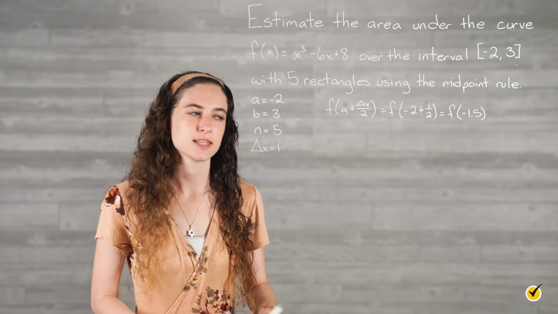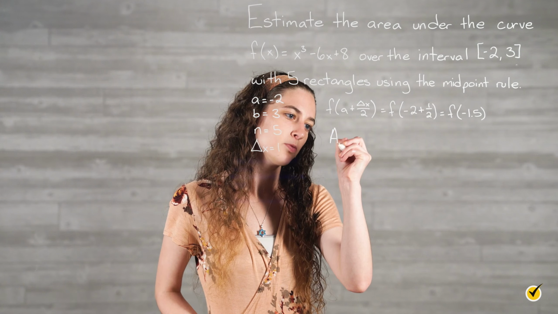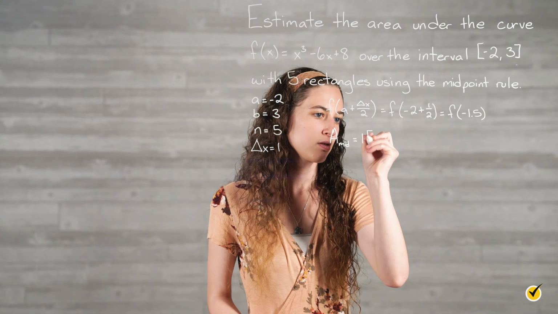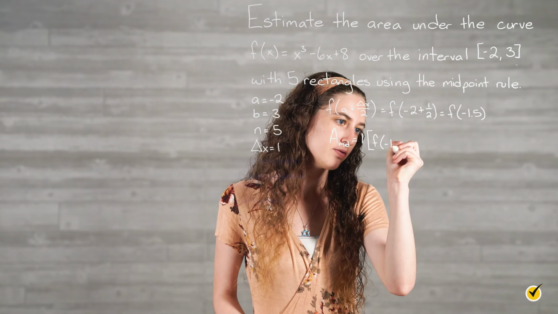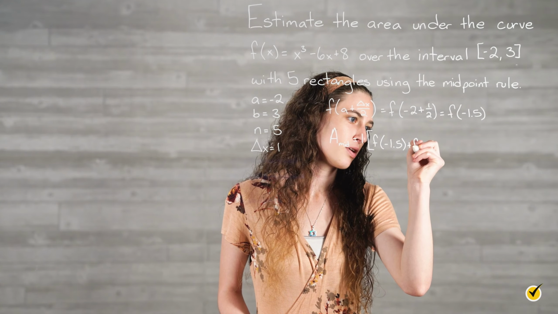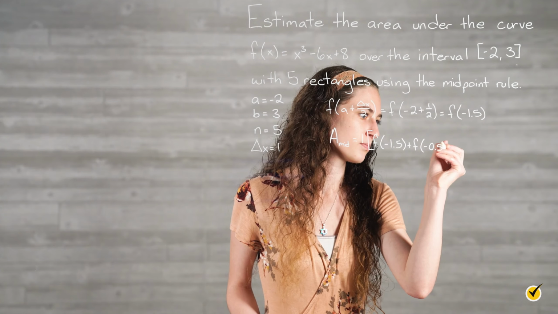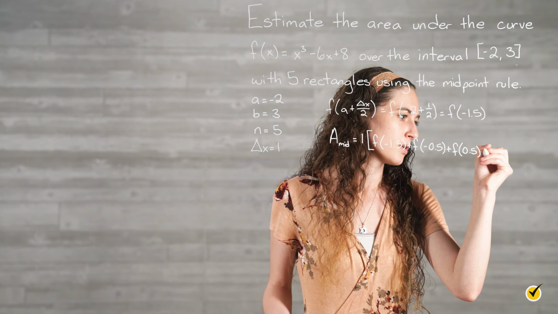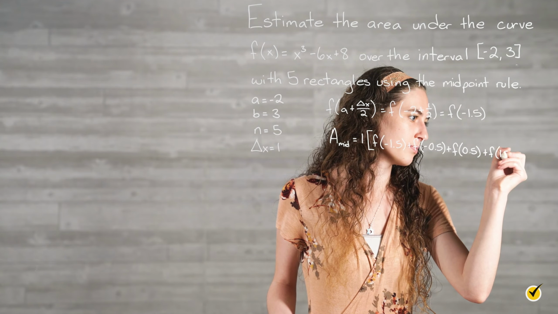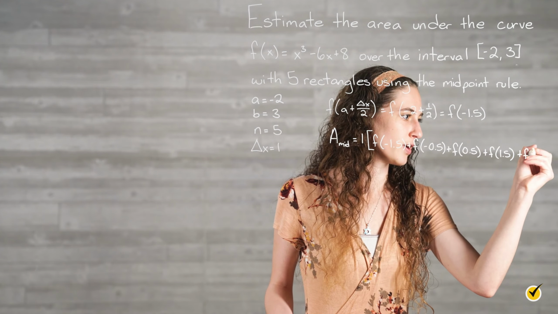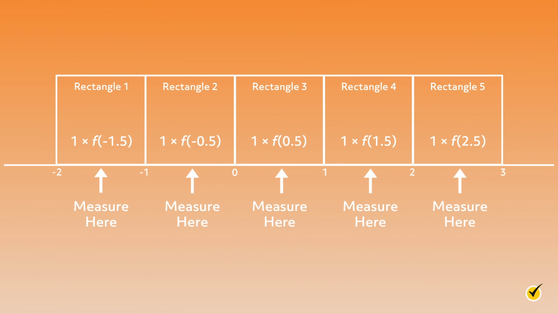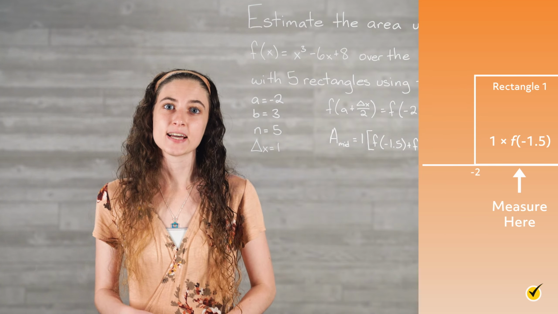Using the formula, the area looks like this. Area, using the midpoint, is equal to our change in x, which is 1, times f of -1.5 plus f of -0.5 plus f of 0.5 plus f of 1.5 plus f of 2.5. A diagram can help in figuring out the calculation as well. The area estimate ends up being this.